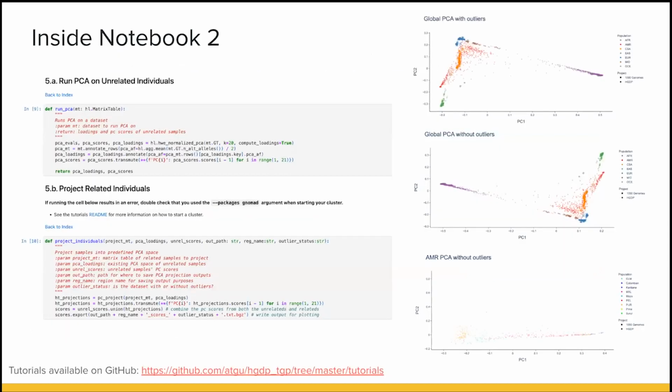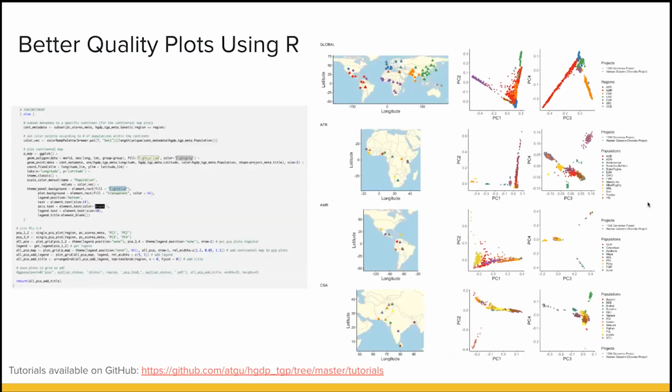Once again, taking a quick look inside of notebook 2, these are 2 components of the overall notebook. This is showing how we ran PCA on unrelated individuals and then projected related individuals. And these are the resulting PCA plots. You may notice these are a bit different than the PCA plots that you had seen earlier on in the presentation. These are the plots using Hail's methods. We also did include PCA plots using R. Right now, R currently has a bit more robust plotting options. And so this is what we used to generate plots for the manuscript and also the plots that I've been showing through the course of this presentation.